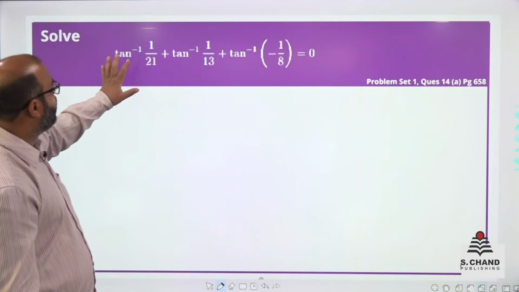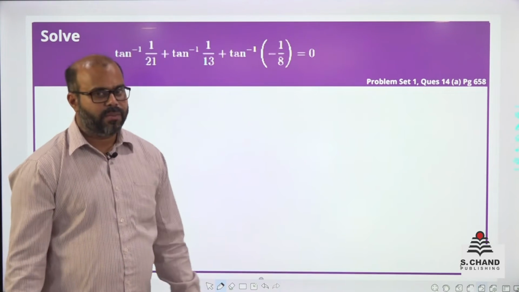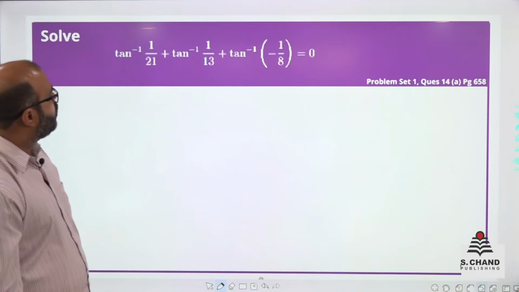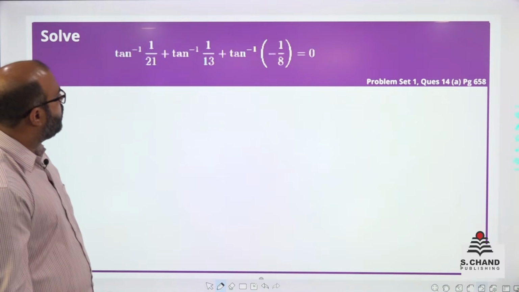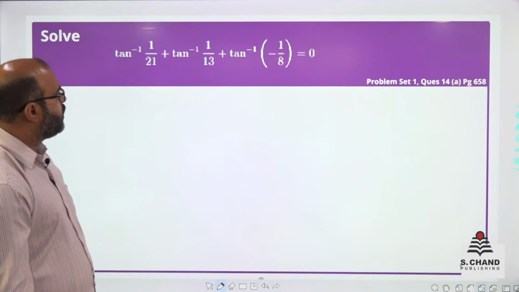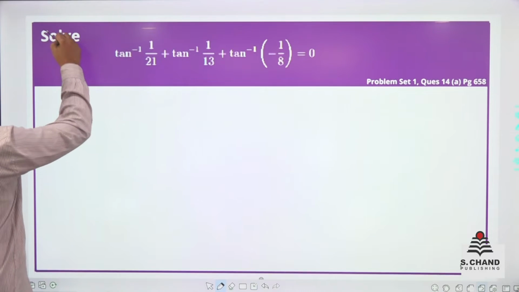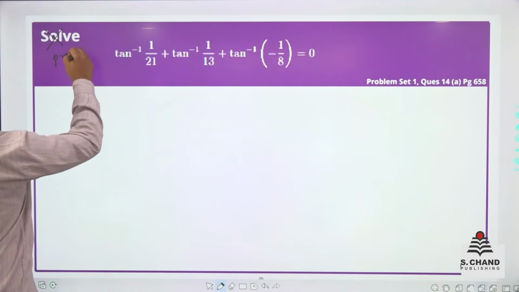Solve tan inverse 1 by 21 plus tan inverse 1 by 13 plus tan inverse minus 1 by 8 is equal to 0. So there is nothing to solve here. It is to find the value, whether it is coming out to be 0 or not. So let us find the value. So instead of solve, it is prove that.